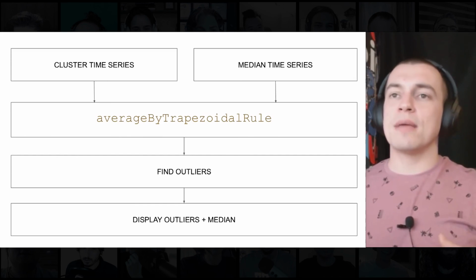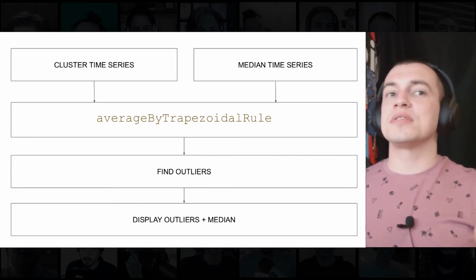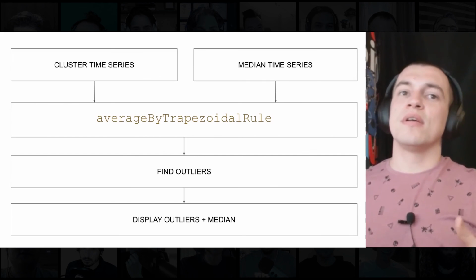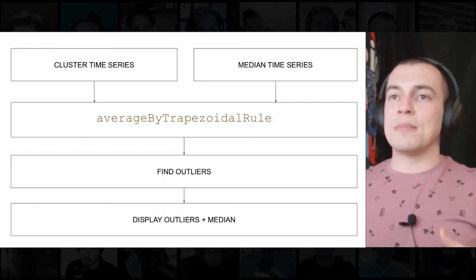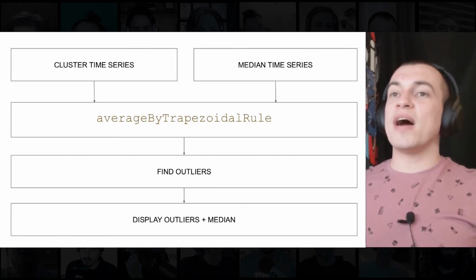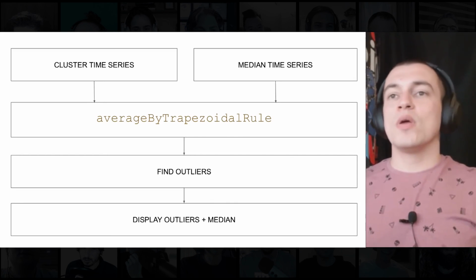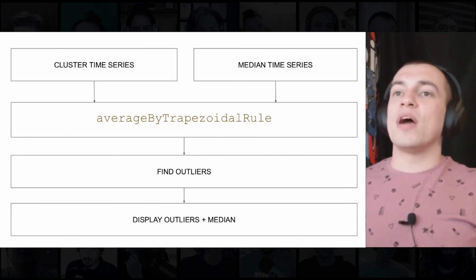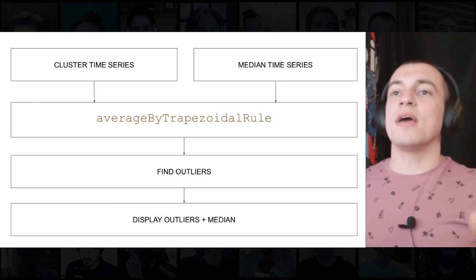We use that median time series as our baseline. We feed those time series to average by trapezoidal rule to get the scalars. Then we use the scalar for the median time series as our baseline, and we find the difference between the cluster time series and median time series. We sort the cluster time series in ascending order by their deviation from the median time series, and we display the outliers and the median.